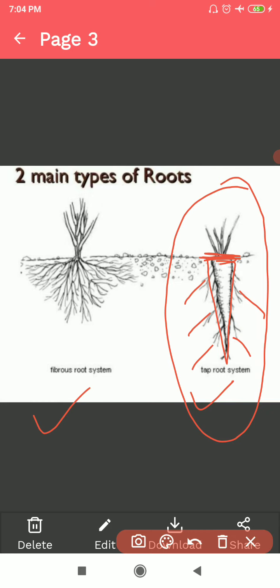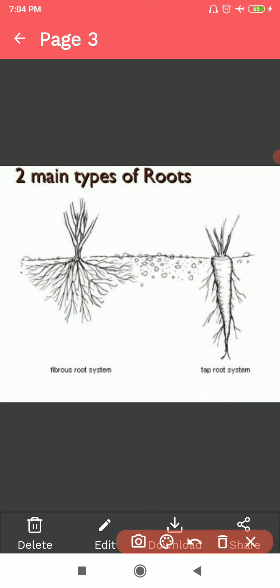A number of tiny roots that grow from the end of the stem, they grow downwards. They are called the fibrous root. In fibrous root, you will not see the main root. There are only small roots that originate from the end of the stem, from the base of the stem, and they grow downwards. Examples of plants having fibrous roots are grass, wheat, onion, rice, etc.